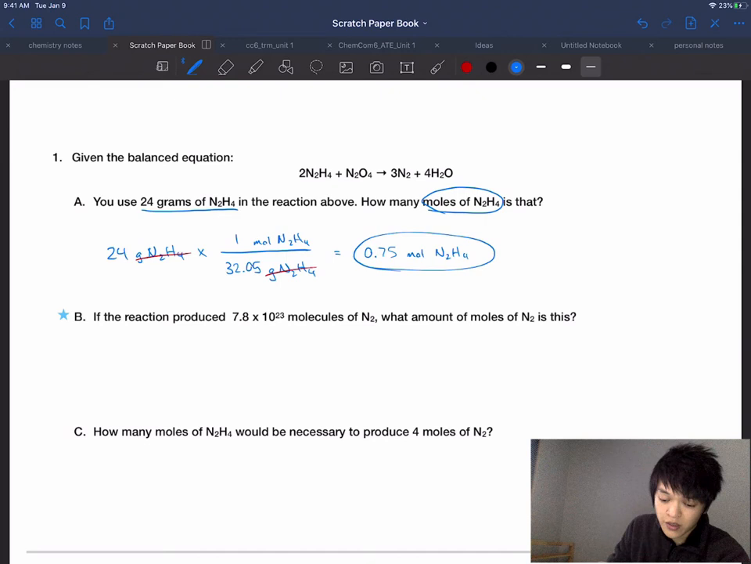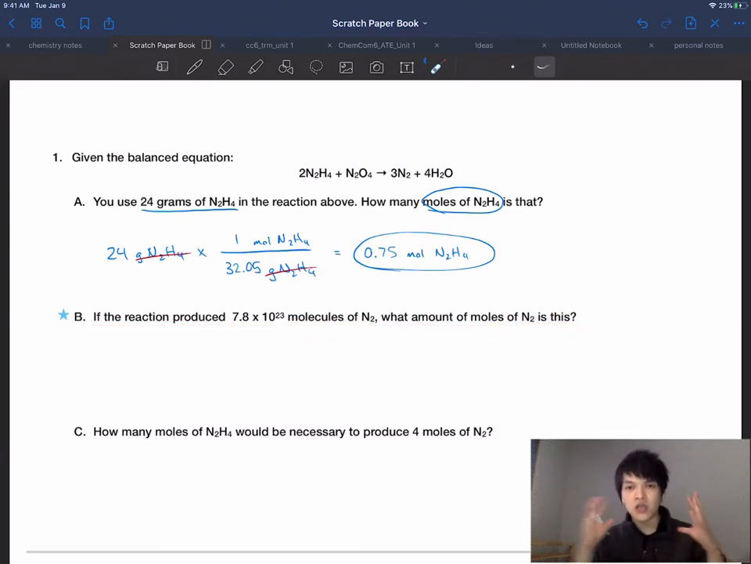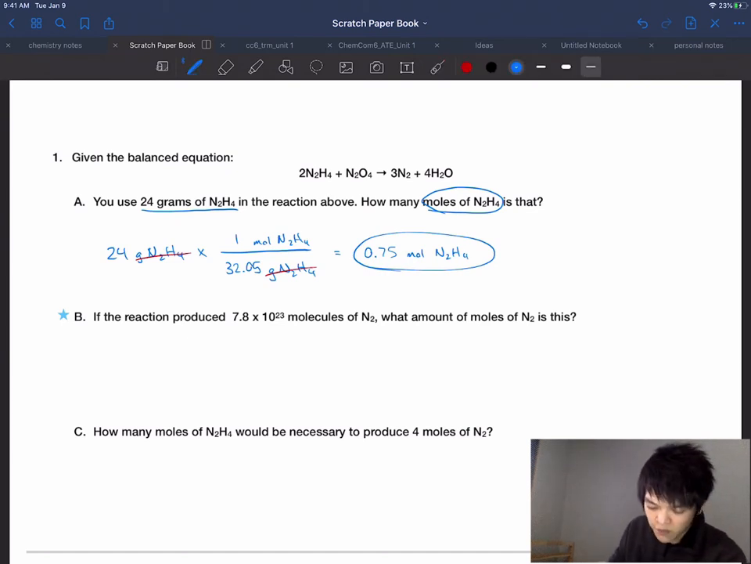Okay, next problem. What do we have here? If the reaction produced this many molecules of N2, so that's 7.8 times 10 to the 23, that's a huge number. If the reaction produced that many molecules of N2, what amount of moles of N2 is that? So we produced a huge amount of molecules of N2. How many moles of that molecule is there? So let's annotate first. What moles of N2? We're starting with a huge number of molecules of N2.